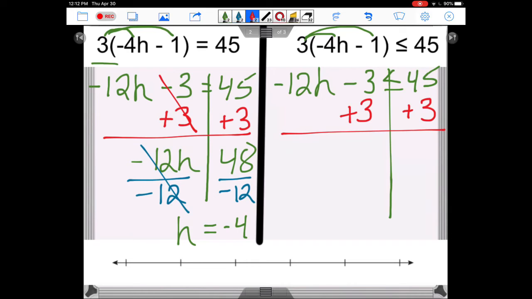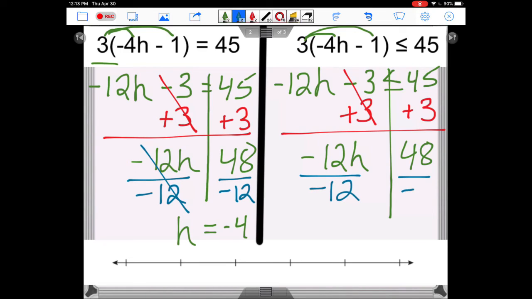That's the inverse of negative 3 or minus 3. Negative 3 plus 3 makes 0, and we're left with negative 12h. On the other side, 45 plus 3 makes 48. Since now we have multiplication, we need to go ahead and divide by negative 12. Negative 12 divided by negative 12 makes 1, and we're left with h. 48 divided by negative 12 makes negative 4.